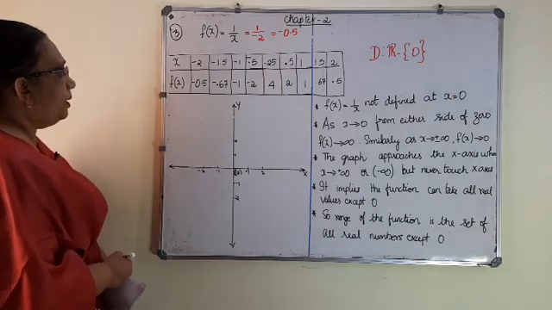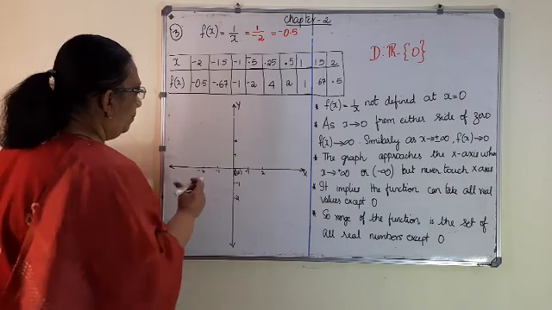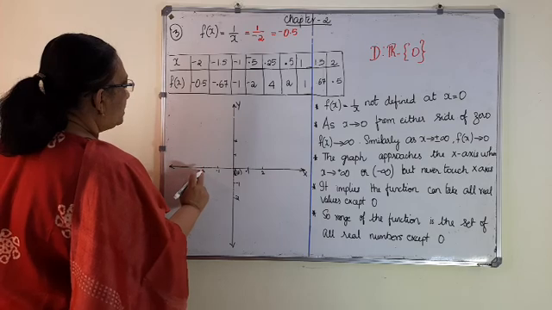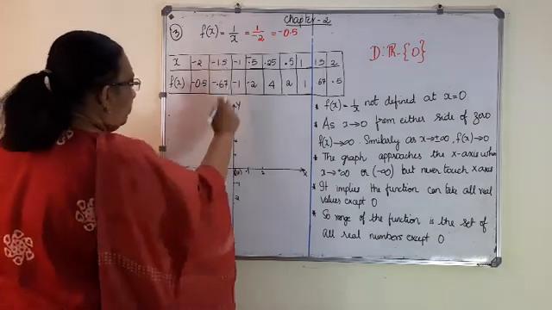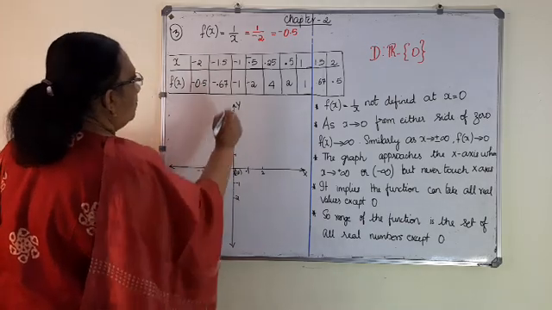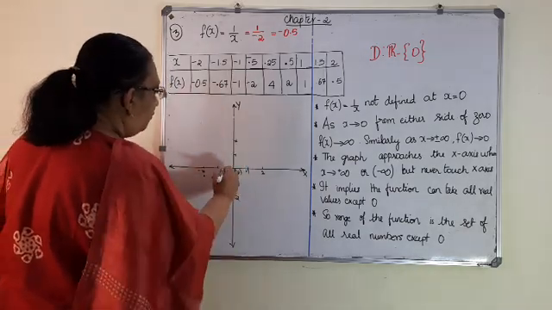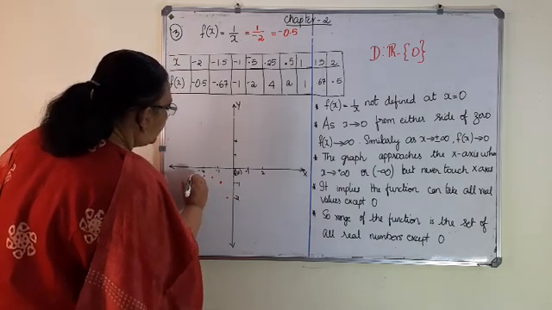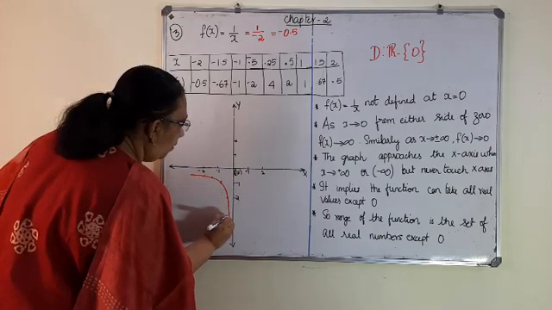Now let us plot the points. For minus 0.25, f of x is equal to minus 4. For minus 2, it is equal to minus 0.5. For minus 1.5, it is equal to minus 0.67. For minus 1, it is equal to minus 1. For minus 0.5, it is equal to minus 2. So the graph is a smooth graph. It takes this form.